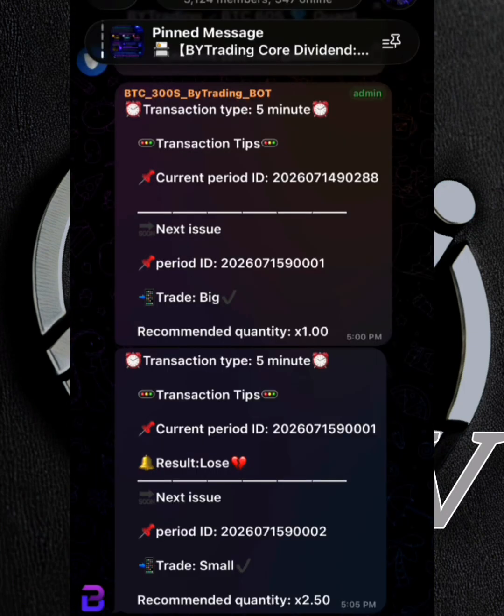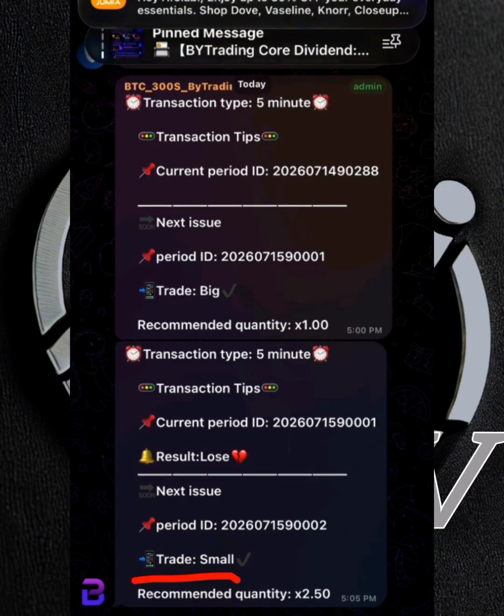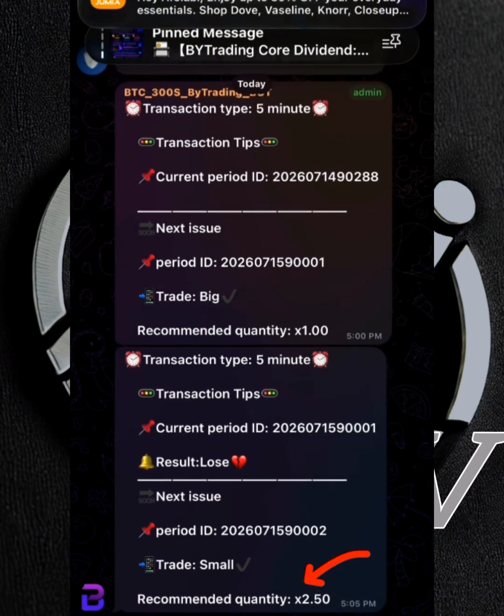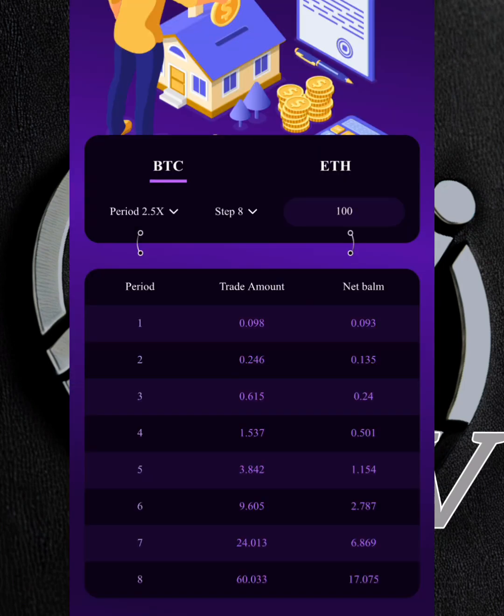Going to the signal group now, you can see that the result of the first phase was a loss. Then they have dropped another signal: we should trade small, recommended quantity times 2.5x. So what I'll do next is check the amount to use for the second phase in my calculator, which is saying I should use a trade amount of 0.246.